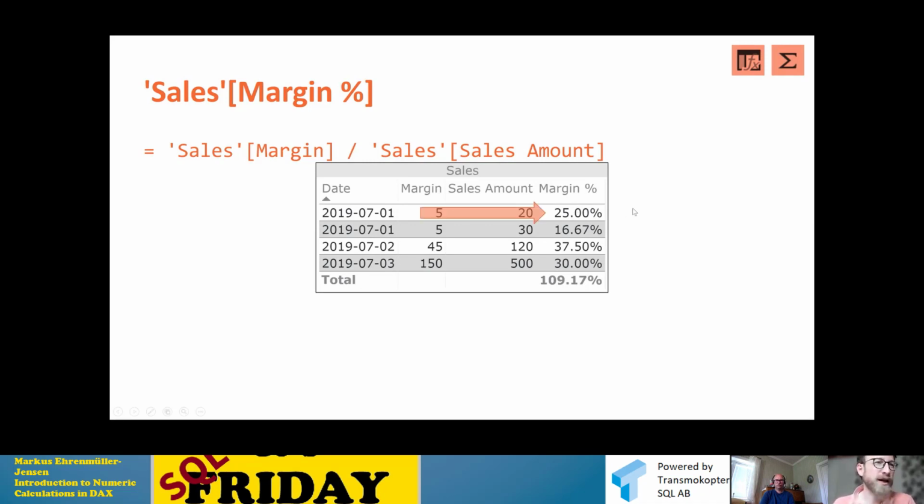I think we can recalculate this in our mind. 5 divided by 30 is 16%. 45 divided by 120 is 37%, and 150 divided by 500 is 30%. So we have a margin between 16 and 37%.